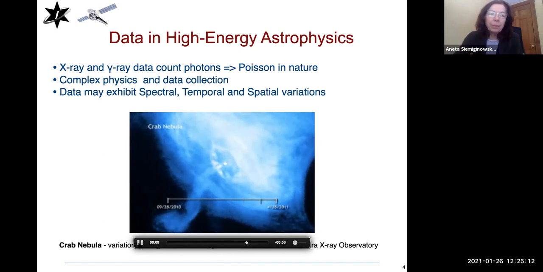So the main idea about the data here is that our data are Poisson in nature, so we count the counts. Each little dot in this image represents a photon count. And you can see that the structures evolve. So we have spectral, temporal, and spatial variations when we observe this type of source. This is one of the examples.